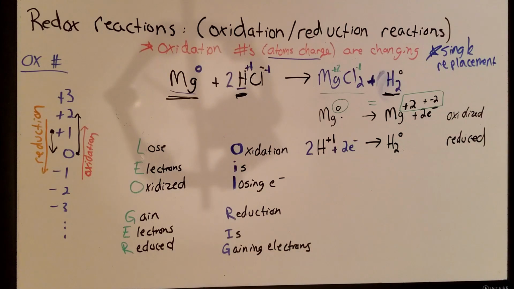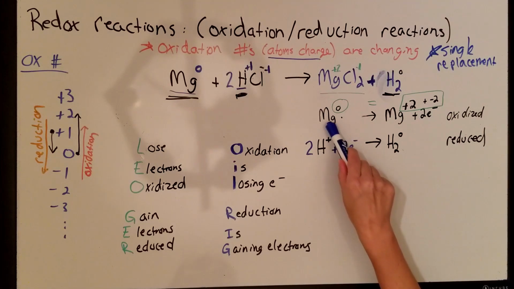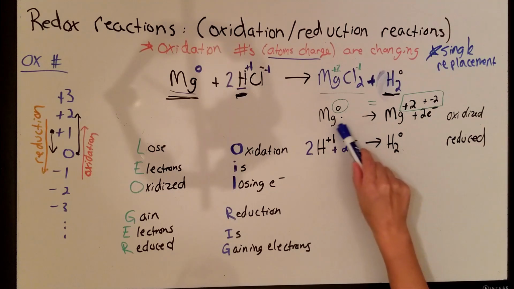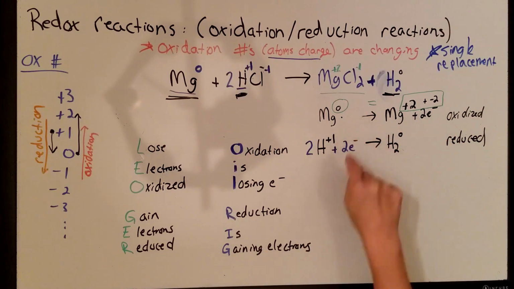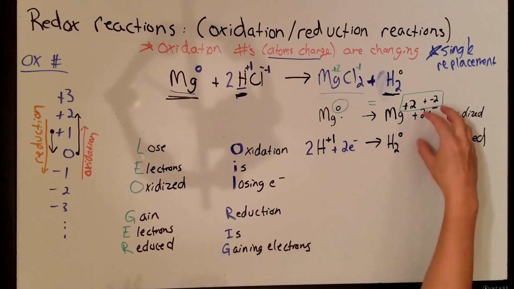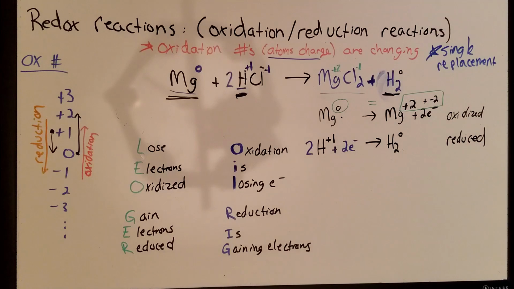Okay, so what's happening here is this magnesium is losing 2 electrons because it's oxidized, and it's giving those 2 electrons to the hydrogen. So nothing is created or destroyed. They're just taking from one and giving to another.